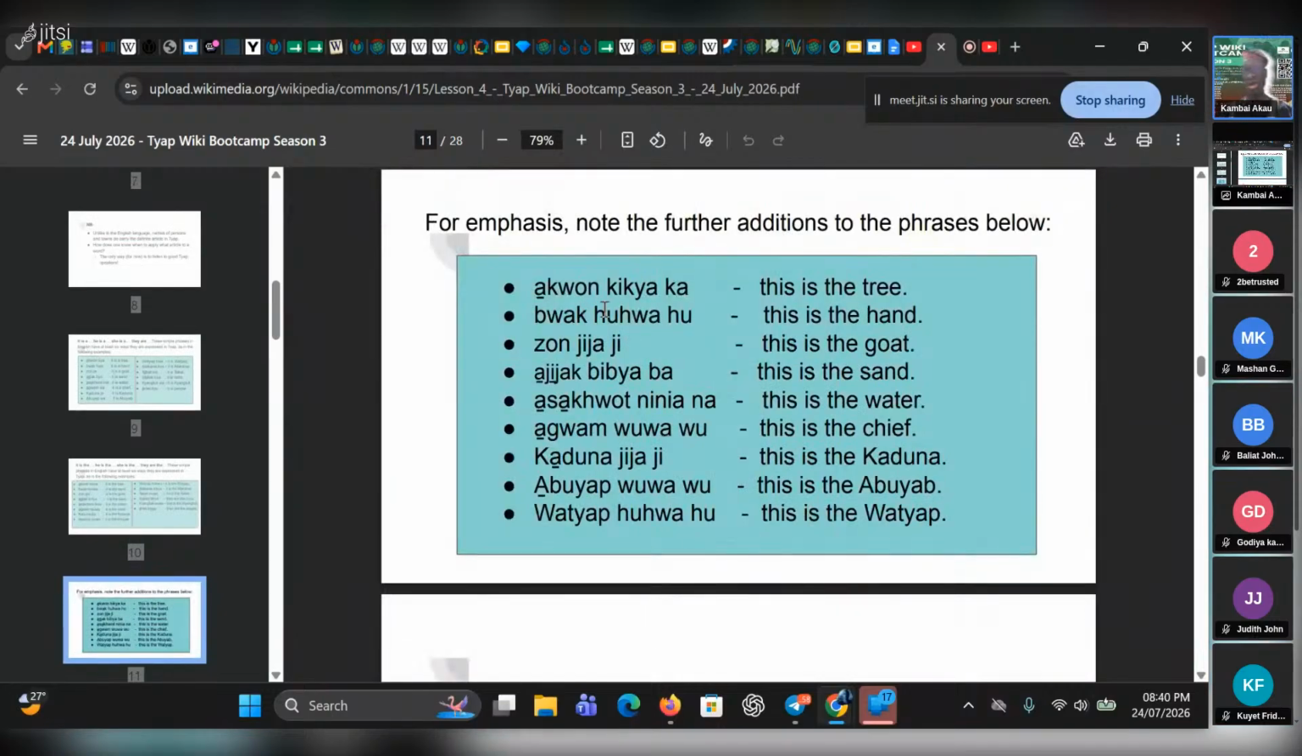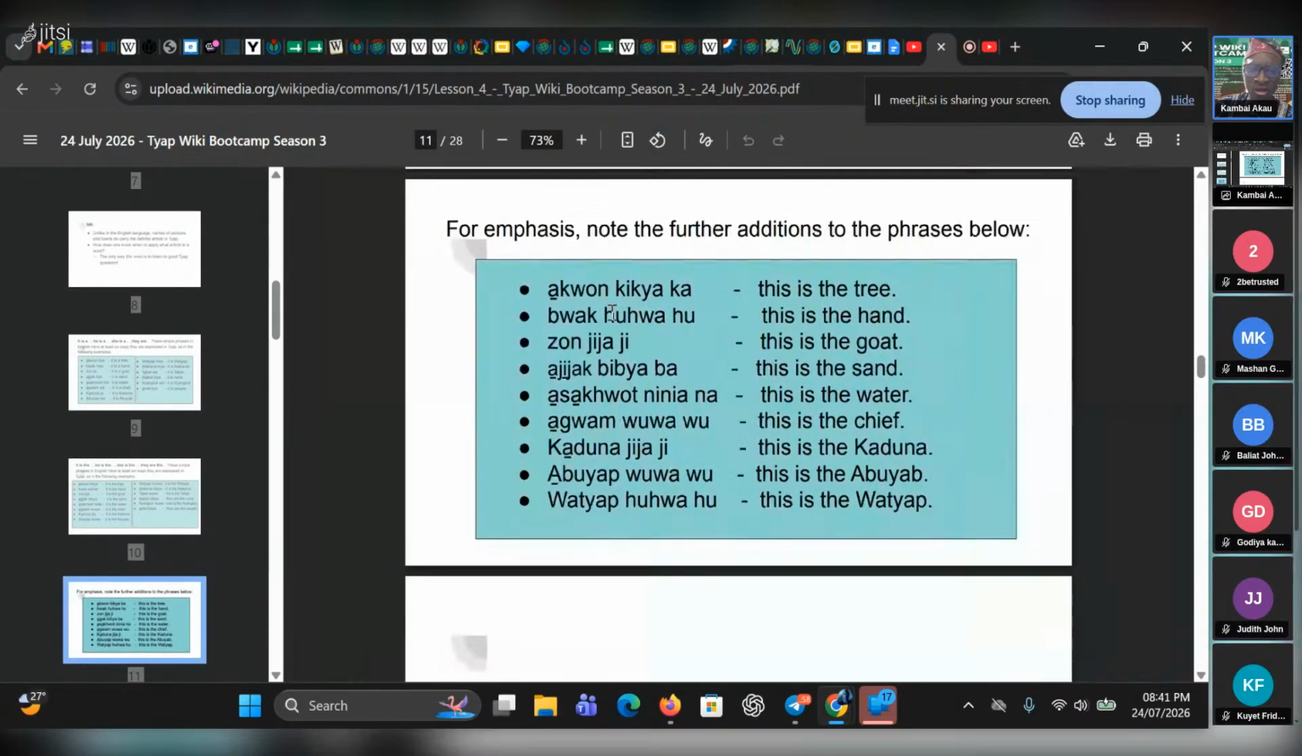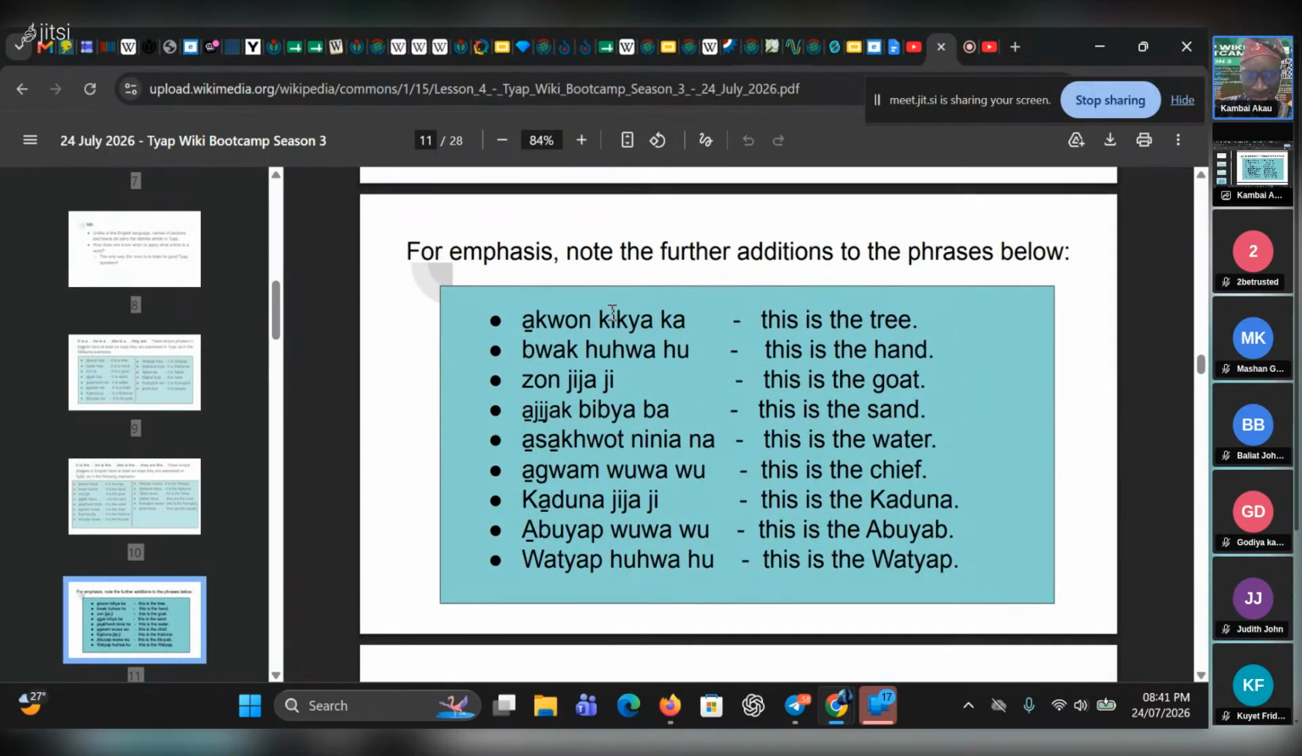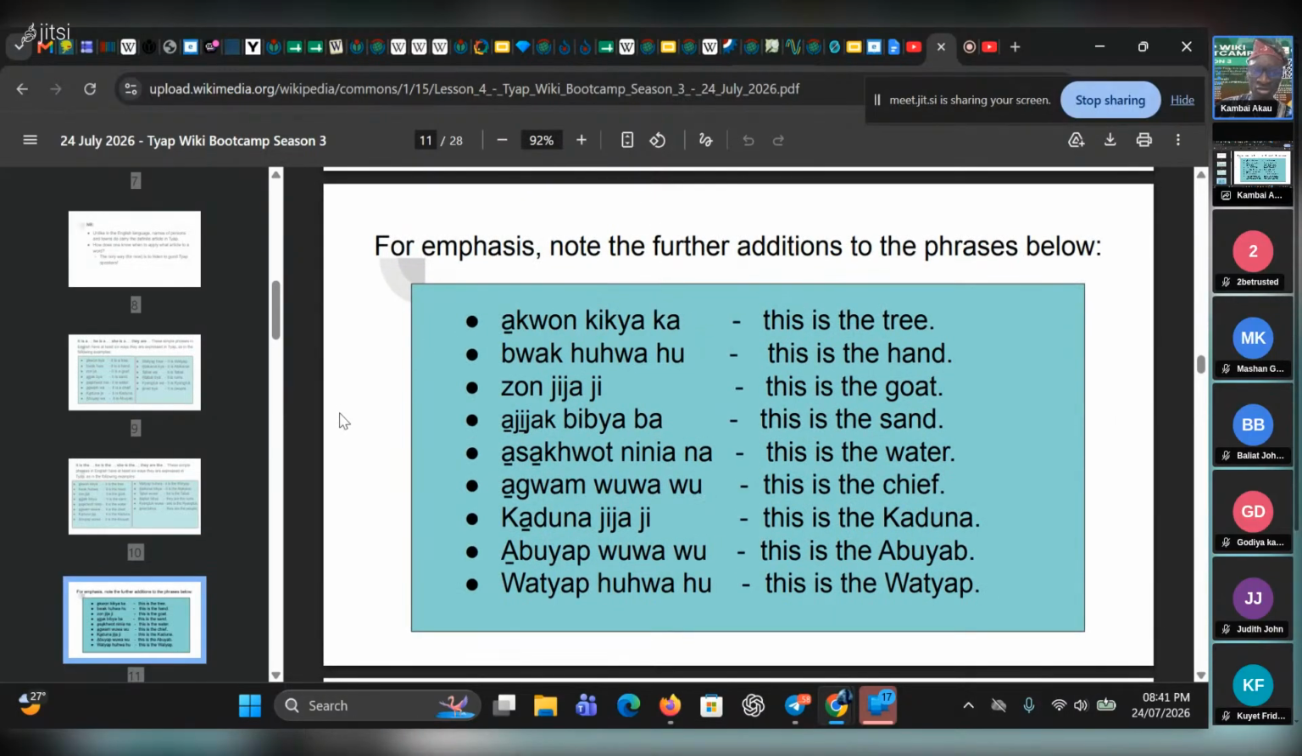And then we also have another bigger emphasis, because people want to speak, and they want you to really understand what they are talking about. They don't want you to accept it vaguely. They don't want you to be confused about it, and they want to stress everything that they are talking about. So if they say this is the tree, maybe you are not understanding what tree they are talking about. Then they draw your hand, and they bring you to where they are talking about, and then they say Okwenkikyaka. This is the tree.